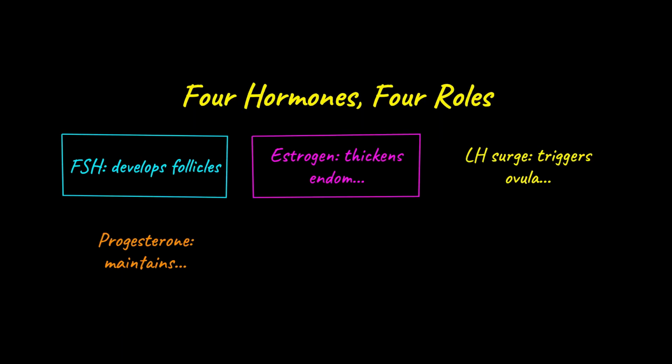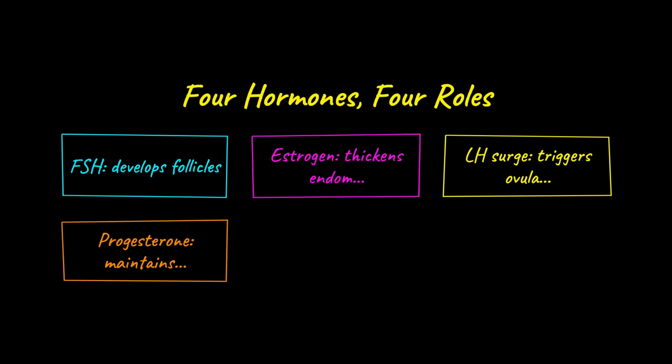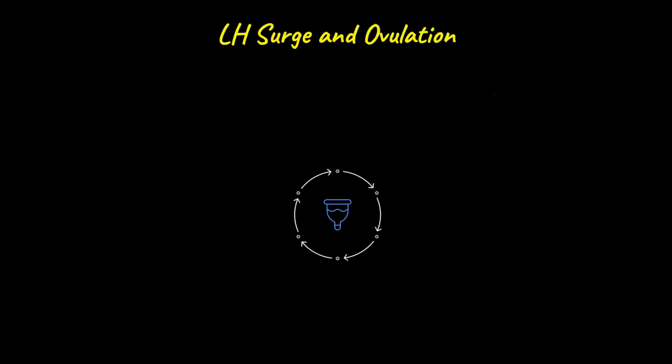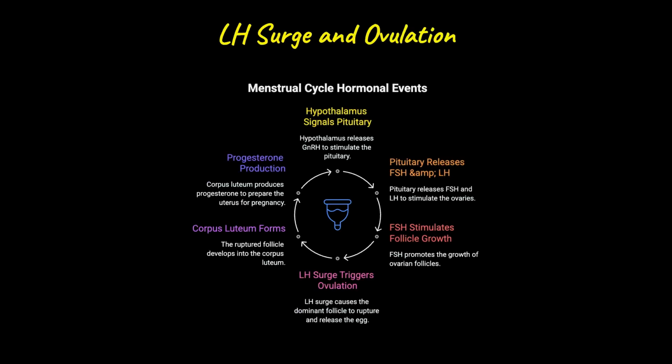Rising estrogen triggers a positive feedback surge of luteinizing hormone at mid-cycle, which causes the dominant follicle to rupture and release the egg. After ovulation, the corpus luteum produces progesterone to maintain the endometrium. The LH surge is the pivotal mid-cycle event, a sharp spike over roughly 36 hours that triggers enzymatic digestion of the follicle wall, completes the oocyte's first meiotic division, and releases the egg into the fallopian tube. The ruptured follicle then becomes the corpus luteum.